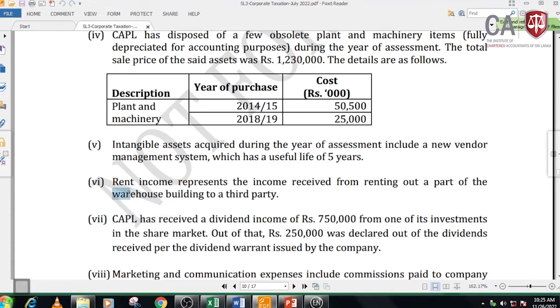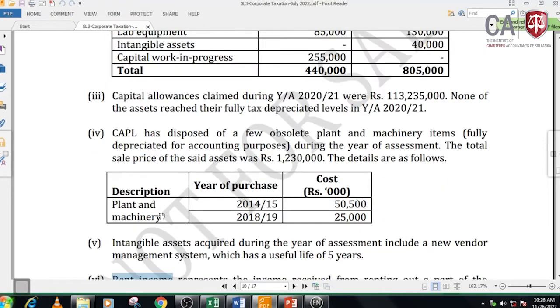Warehouse is it our investment asset? No. It is our depreciable asset. What is a depreciable asset? It is an asset used for the production of income of the business. Then by renting out the depreciable asset, is it effectively connected to the business or not? It is effectively connected to the business.